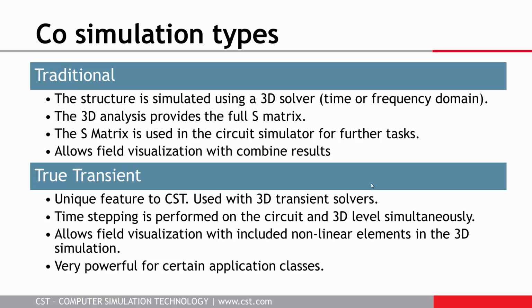In the first approach, I used what I call the traditional co-simulation. In the traditional co-simulation, the structure is analyzed using a 3D solver. Then the 3D solver provides the full S matrix to the schematic, and then the schematic is running independent from the 3D solver, but still will have access to the fields only in frequency domain with something which we call combined results. This is something I will show you in a few minutes.